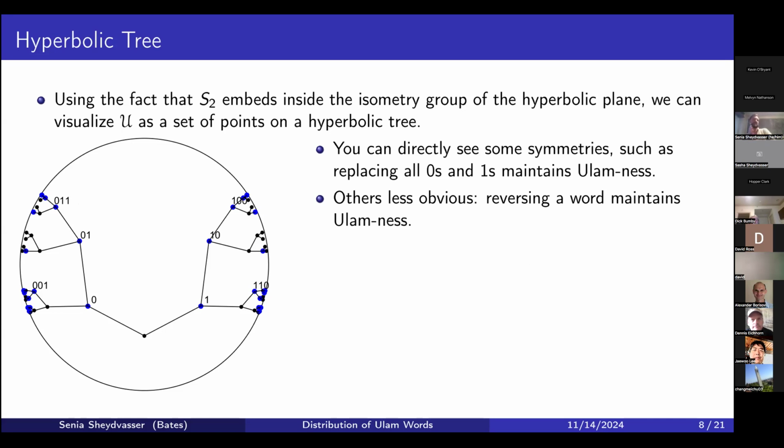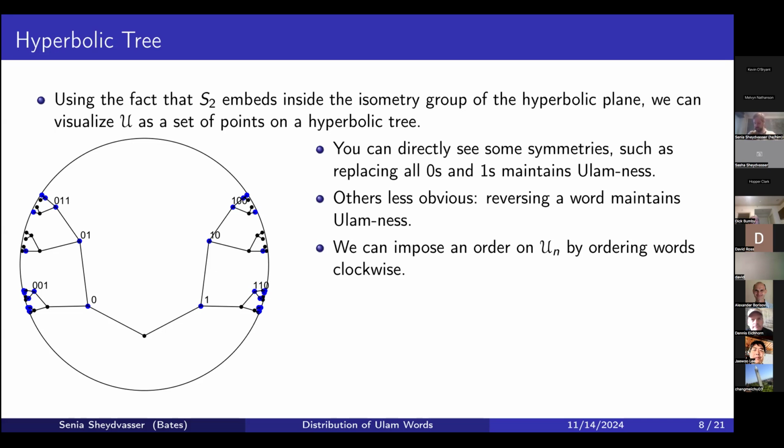There are other symmetries that exist for Ulam words, which I don't really know how to suss out from the hyperbolic tree picture. For example, if you reverse a word, you start with 0, 1, 1, and then you read it right to left instead of left to right as 1, 1, 0. That is still Ulam. I don't know of a good picture for this, but it's nevertheless true. But we considered this picture, this hyperbolic tree, and it gave us the bright idea.